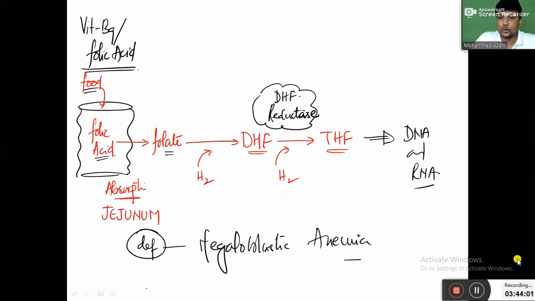Somebody is asking me, sir, who is adding H2? In our body there is plenty of hydrogen. It is removed also, added also. That is like recyclable. It will keep on taking place.